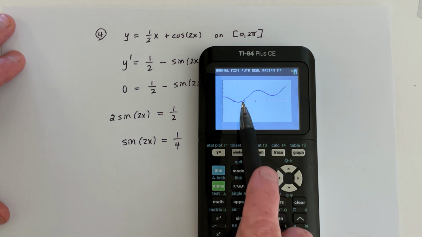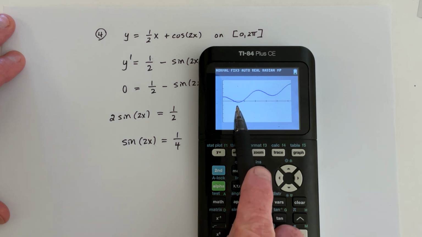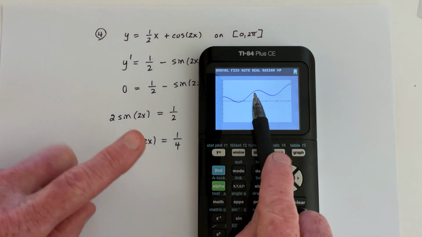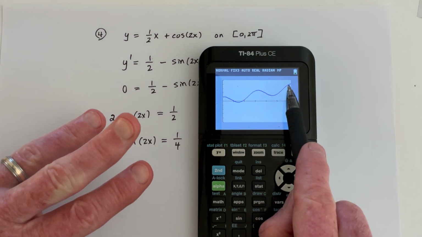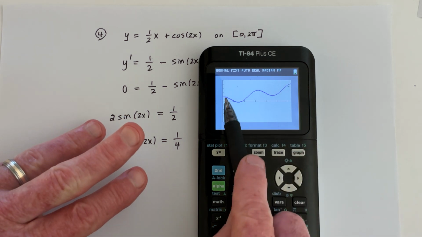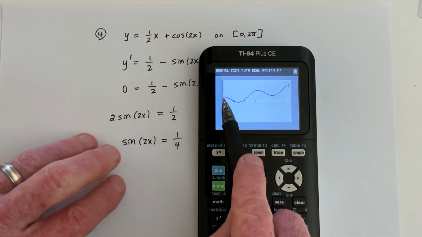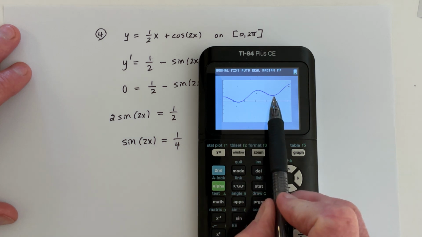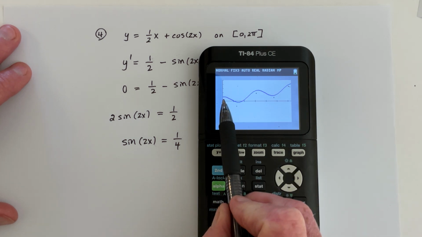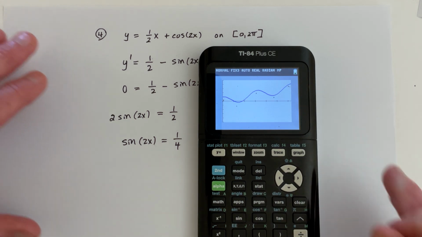So the derivative will equal 0 down here at this minimum. That's one answer. 2 answers. 3 answers. And perhaps there's a 4th one right there. Perhaps there's one right there. So we're definitely looking for 1, 2, 3 answers. There might also be one right here. There might also be one right there.